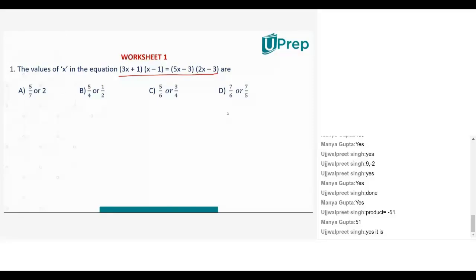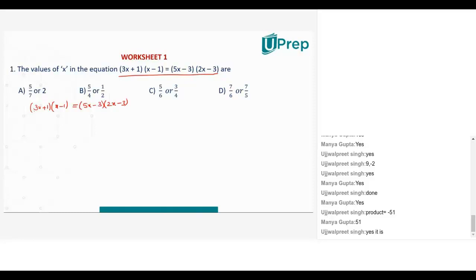Anybody got what is the standard equation of this given equation? Did anybody get the standard equation? Okay. Let's take up the equation. What is given? (3x plus 1)(x minus 1) is equal to (5x minus 3)(2x minus 3).